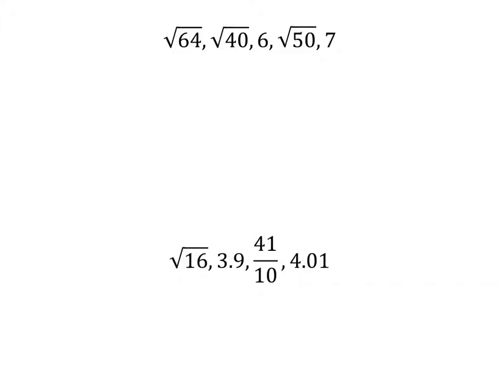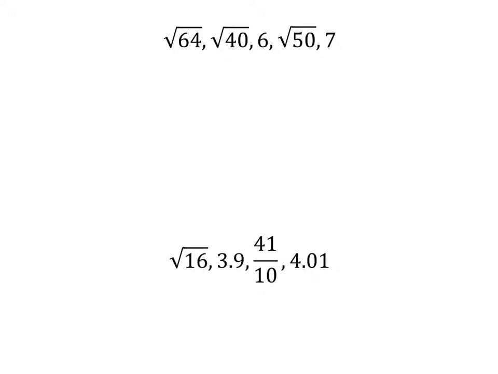So let's look at this first example. We have the square root of 64, the square root of 40, 6, the square root of 50, and 7. Three of these are already in square root form, so we're going to help ourselves out by putting 6 and 7 in square root form. Well, 6 is the square root of its square.